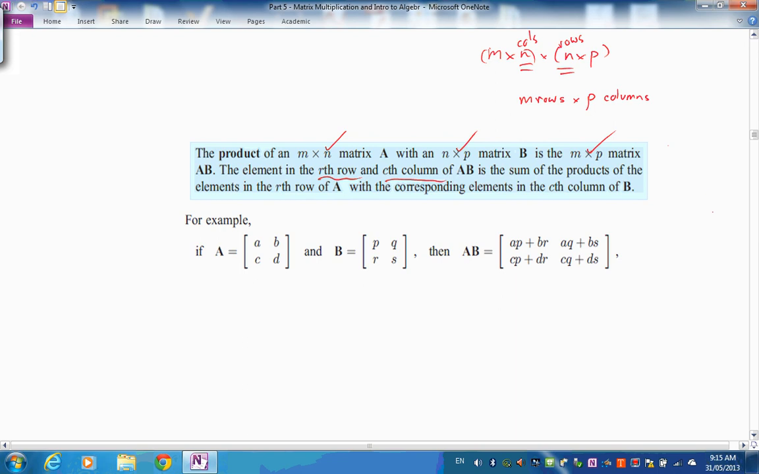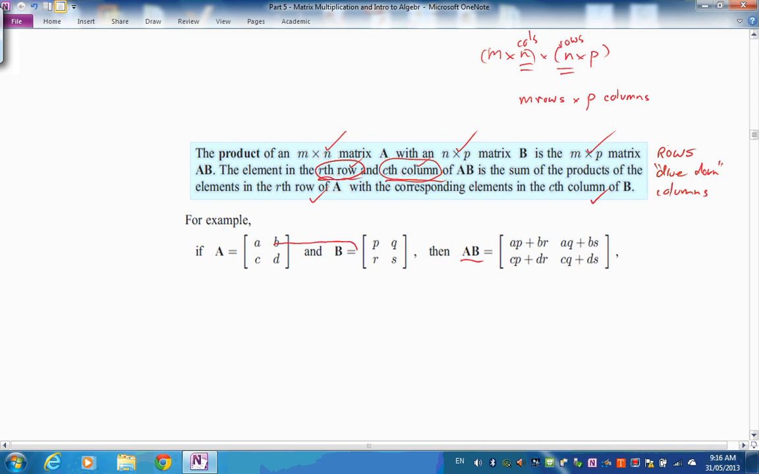A bit hard to understand here. The element in the rth row and cth column is the sum of the products in the rth row of A with the corresponding elements in the cth column of B. That's true, but I prefer you to think of that as matching up rows diving down columns. That's what it's saying, trying to explain how an element in the rth row and cth column is produced. Okay, so let's have a look now at this happening here with AB.